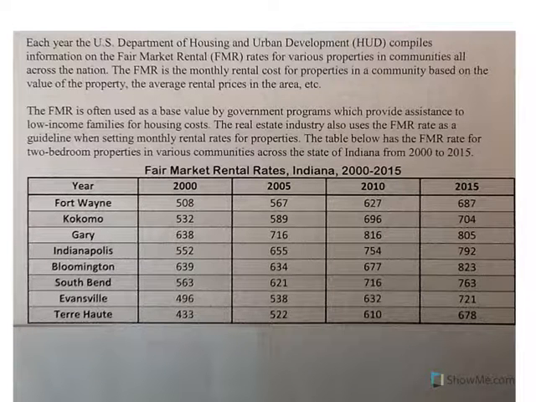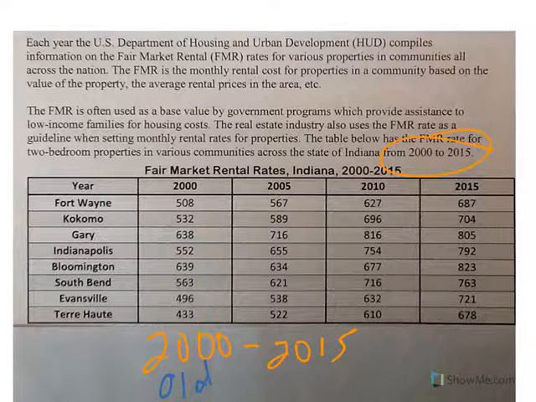Welcome to this video on fair market rental rates dealing with absolute and relative change. So we're going to use these from 2000 to 2015 for a select group of cities in Indiana. And for our purposes here in the next problems, we're going to talk about from 2000 to 2015. So that means 2000 will be considered the old or the reference value, while 2015 will be new.